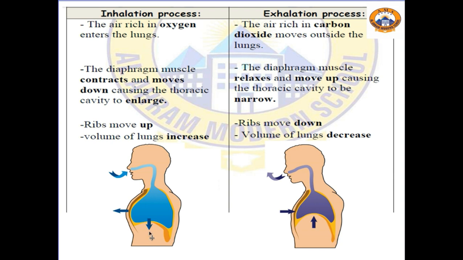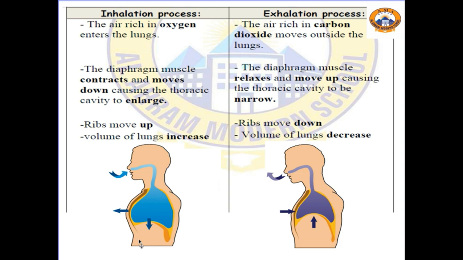The movement of the diaphragm is opposite to the movement of the ribs. If the diaphragm moves down or contracts, the ribs are going to move up. So during the inhalation process, the diaphragm moves down, the ribs move up, and the volume of the lungs increases or gets bigger.